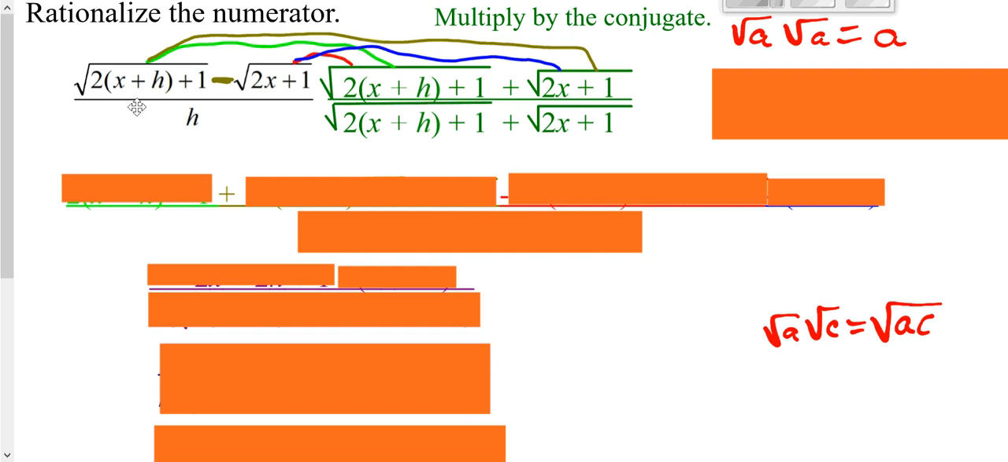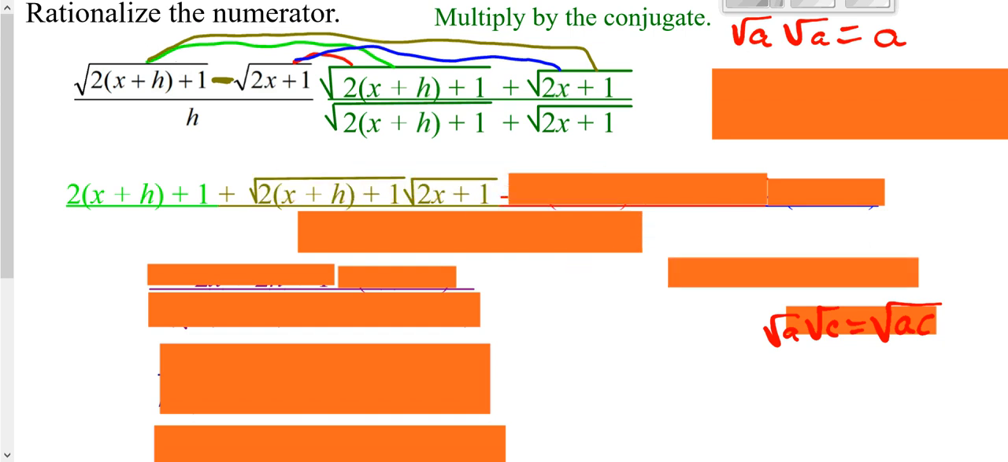So here, when we do our first terms, this root times itself again, the root cancels out because it's like the square root of a times the square root of a, which is the square root of a squared, which is just a. Then we do our outer terms here. This root times this root, it's a positive times a positive.